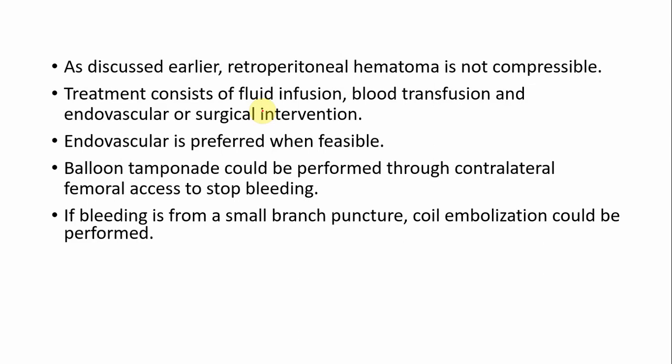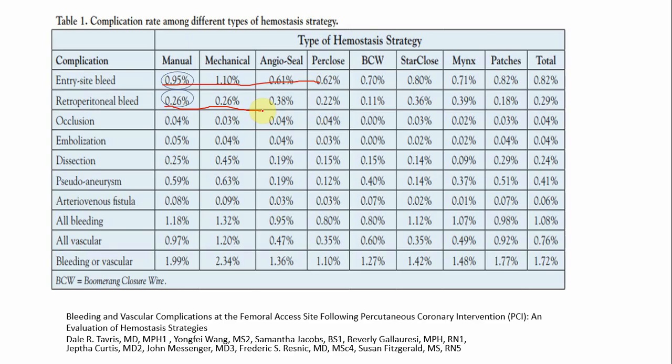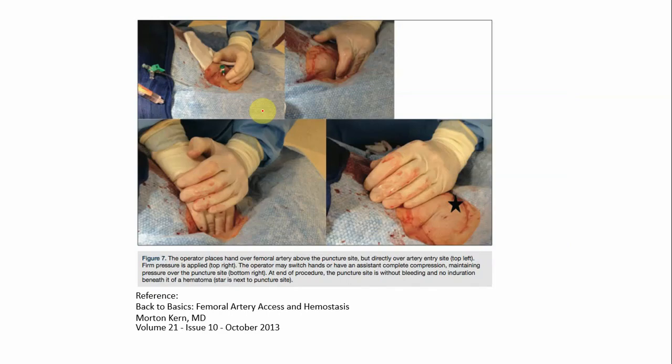So this is a brief summary of femoral hemostasis and identifying retroperitoneal hematoma after cardiac catheterization. The take-home messages are to identify retroperitoneal hematoma in patients with hypotension and back pain, especially if there is a high stick, and to learn the proper way to hold pressure to achieve hemostasis as shown in this picture.